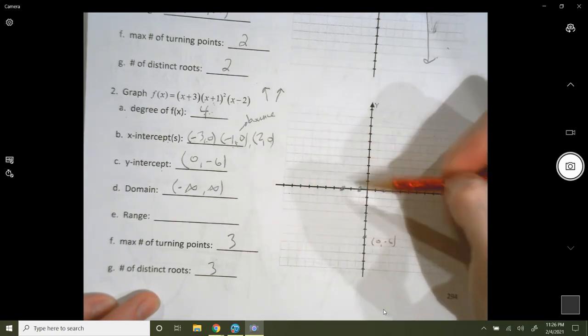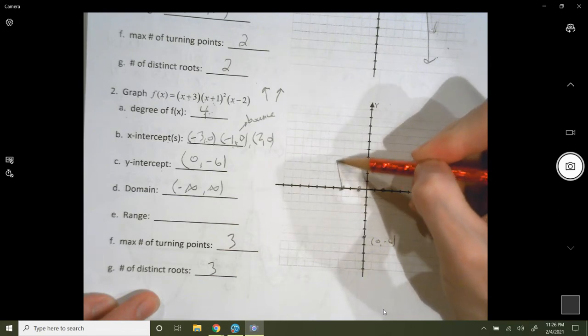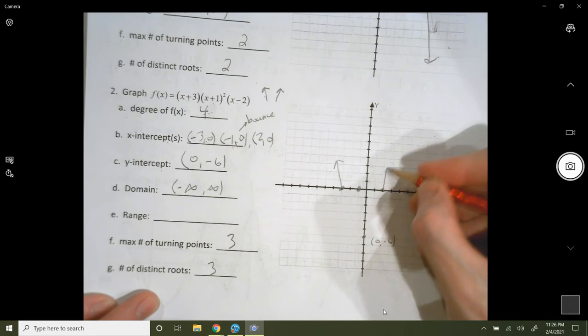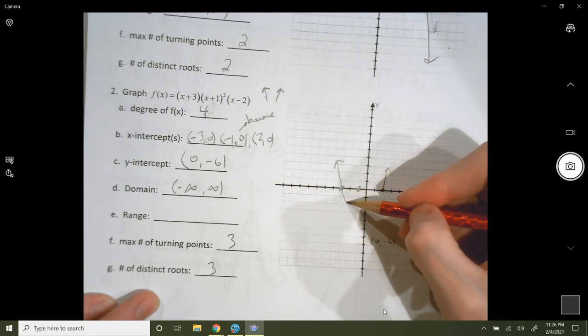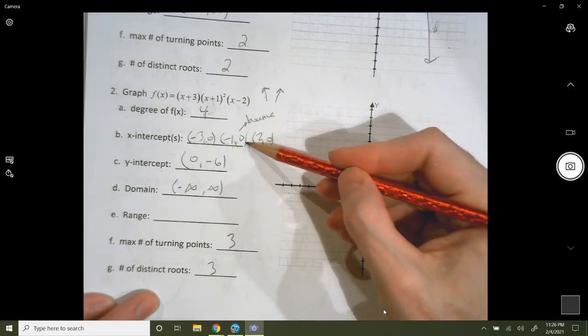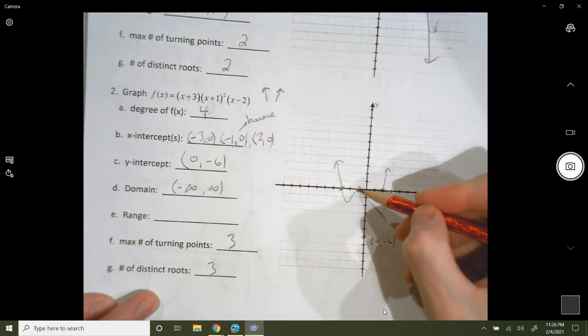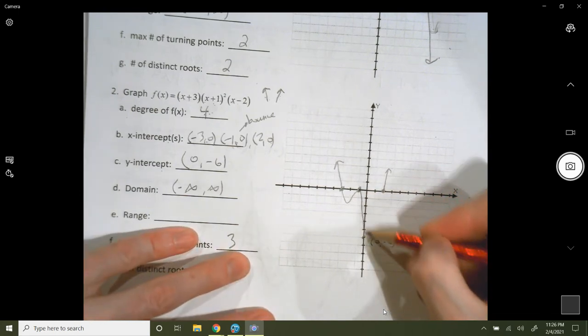Our bounce is here. I know after I go through this point, I'm going to go up because my end behavior on the left is up. After this point, I'm going up. I'm going to go down. I don't know how far, but I know that I'm going to bounce here. Now with the bounce, you don't necessarily know if you're bouncing from below or from above. So you have to kind of piece together with your other zeros and with your intercepts and your end behavior.